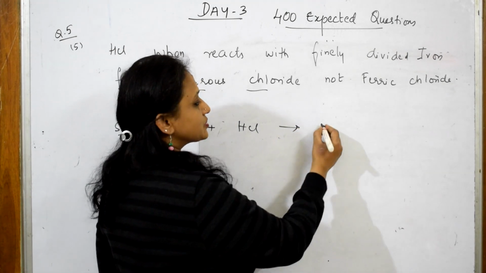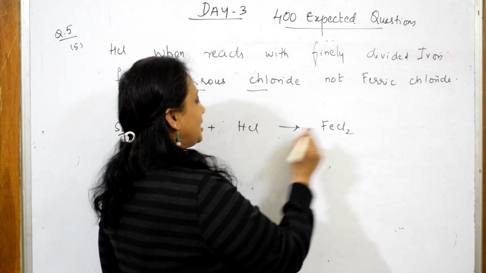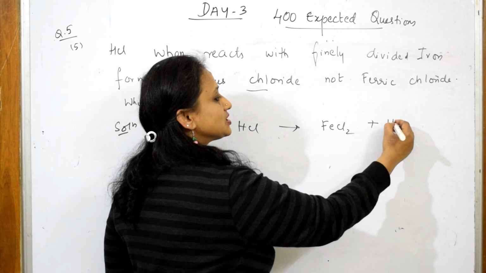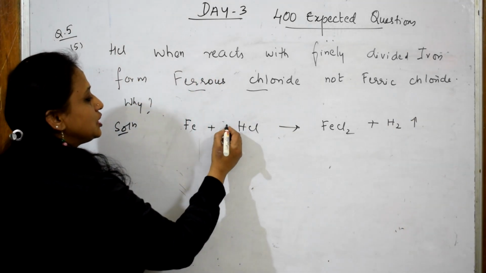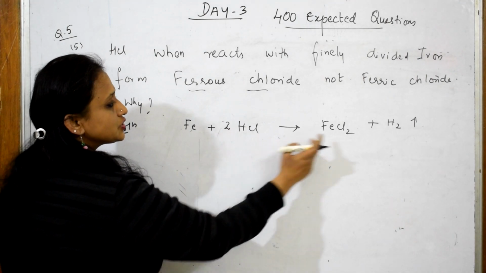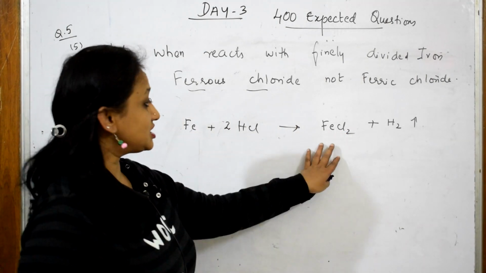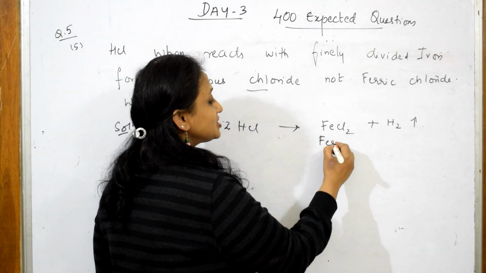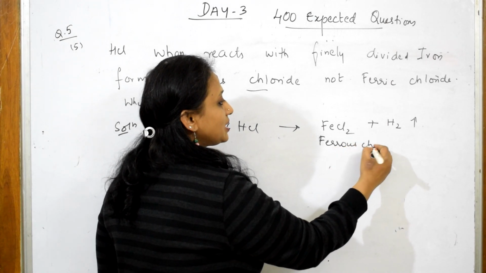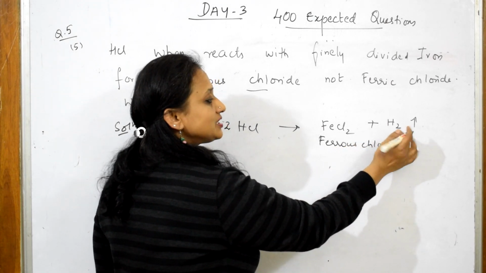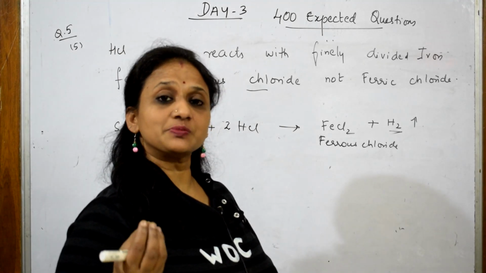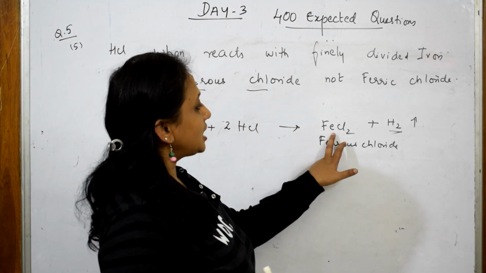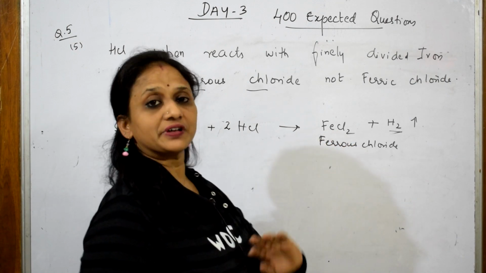What is ferrous chloride, students? FeCl2. Along with this, hydrogen gas also is released. Now check, hydrogen is 2, so I am making 2. Chlorine is 2, iron. Now this part is called ferrous chloride. So normally what happened here, hydrogen gas is already released in the reaction. Correct? That hydrogen gas, because of that release, will not convert ferrous further to ferric.